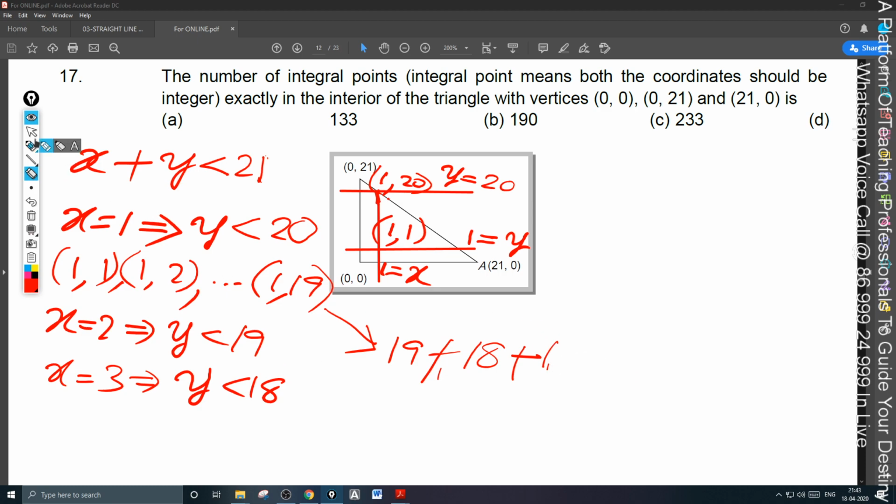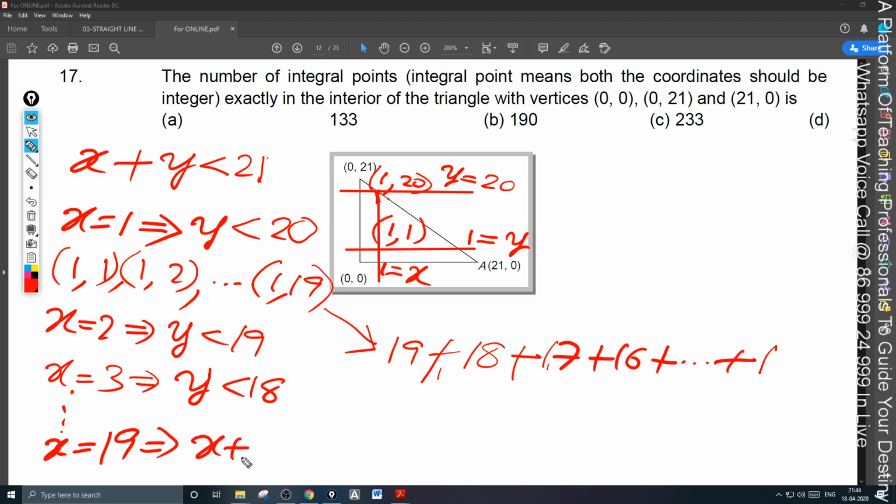It is 17. Similarly, you will have 16, so on. Finally 1. What is that 1 here? If you take x equal to 19, it implies x plus y is less than 2, so y is less than 2. And thereby you will get only 1 point here.